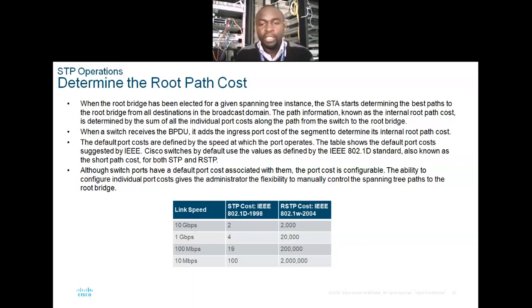So this table actually shows the default port cost suggested by the IEEE. Cisco switches, by default, use the values as defined in the IEEE 802.1D standard. So this is what it shows: if I have a port that is 10 Mbps, this is the value that I attach to it.